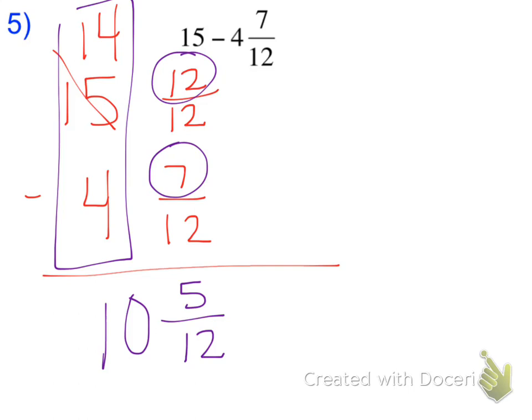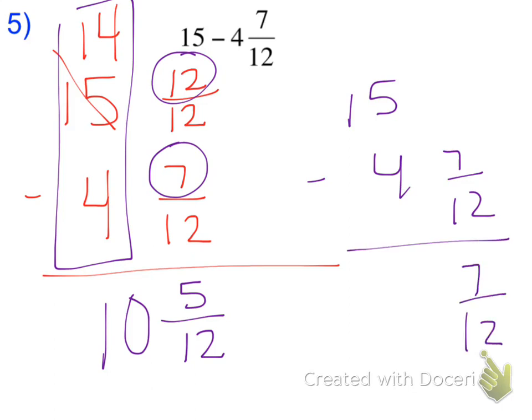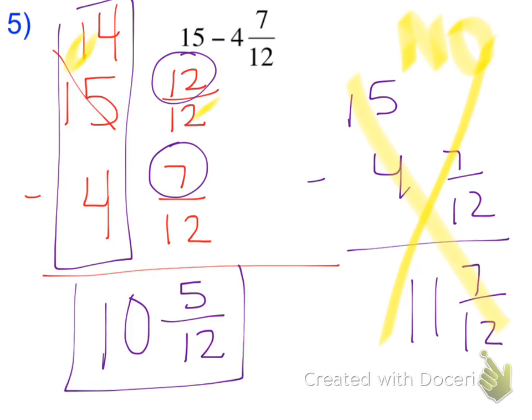Probably one of the most common mistakes kids do make on a problem like this. The first thing they do is they just bring 7/12 down here, and that's their answer. Don't do that. Boo. Bad. No. You need to make sure you borrow over here and give it a fraction. Okay, so again, the final answer should be 10 and 5/12.